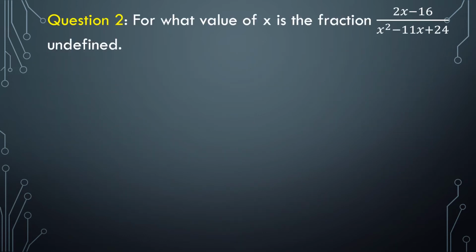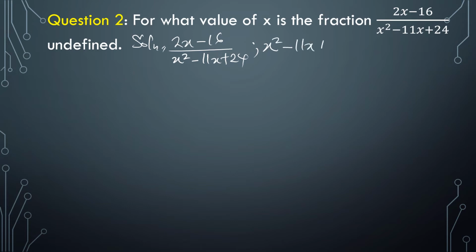Okay, question 2 says for what value of x is the fraction 2x minus 16 all over x squared minus 11x plus 24 undefined. So we say solution. We have 2x minus 16 all over x squared minus 11x plus 24. Now this simply means for this fraction to be undefined, the denominator x squared minus 11x plus 24 must be equal to 0. Now this is a quadratic equation.